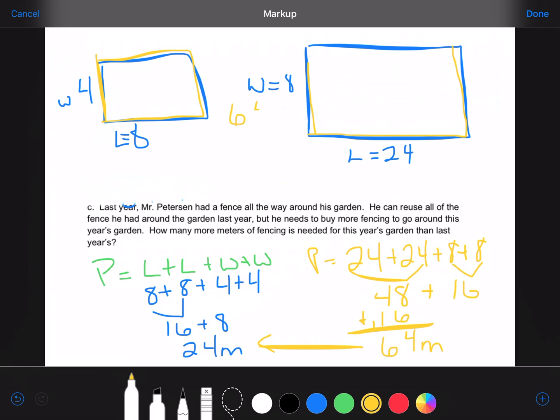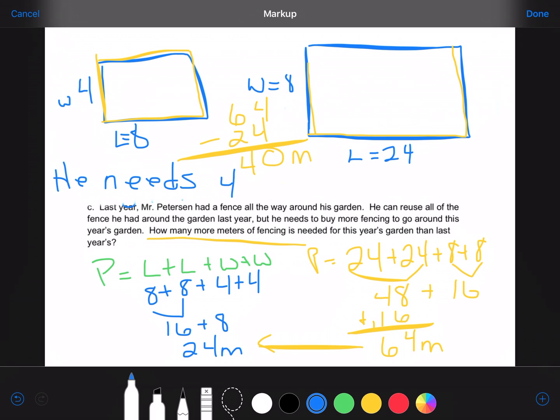So we can subtract that. 64 meters minus 24 meters, he needs 40 meters more of fencing. So that's what we would write for a sentence. Our question is, how many more meters of fencing does he need? So we would write, he needs 40 more meters of fencing. You can make your sentence better, say for his new garden or after recycling he still needs, that kind of stuff. All right, good job.